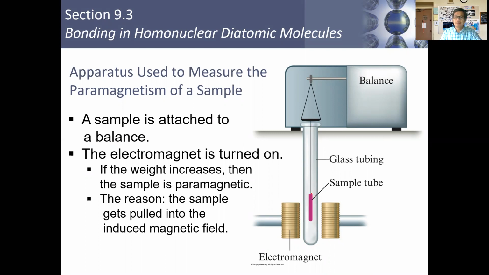Okay, and then what will happen is if the tube gets pulled into the magnetic field, it'll pull down on this balance. Okay, I mean, this is a very simple diagram of how we take this measurement, but that's how we do it. So whatever's in here, if it gets pulled into the magnetic field, we know that the sample is going to be paramagnetic, which means it has an unpaired electron, and so it's going to pull down.